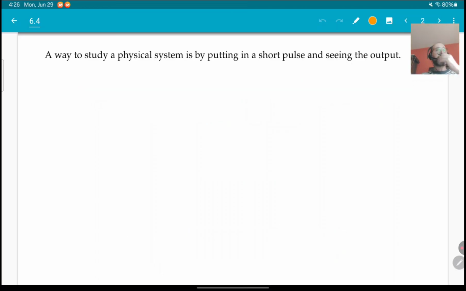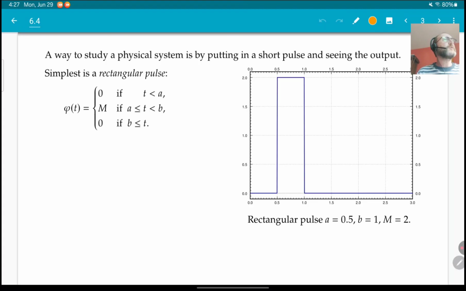All right, so let's get into this. One way to study a physical system, if we want to figure out what it does, is to poke it and see what it does. We could send a short pulse as input and see what pops out. So what do we mean by a short pulse, this sort of poke? Well, the simplest version of this is just a rectangular pulse.